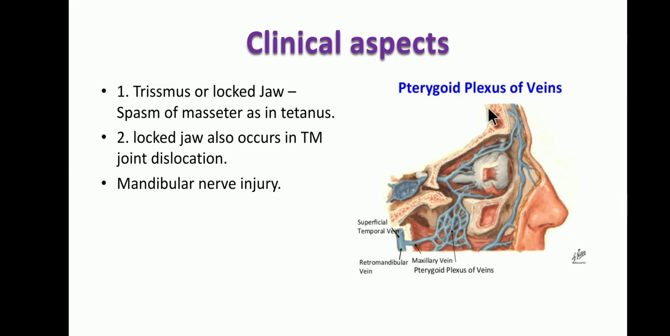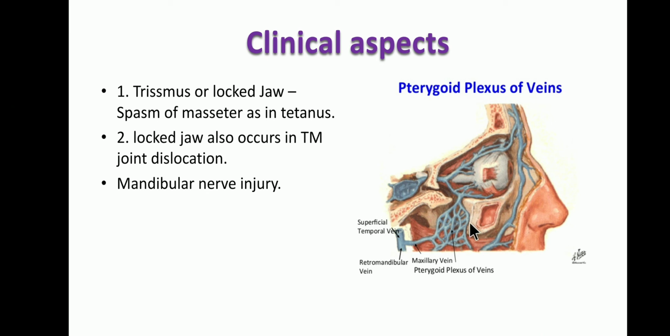Then finally, the pterygoid plexus of veins. We are discussing this here because of the lateral pterygoid muscle. This plexus of veins surrounds the lateral pterygoid muscle. And this plexus mainly communicates with the cavernous sinus through the inferior ophthalmic vein and through emissary veins passing through the foramen ovale or Vesalius, and also through infraorbital veins. It communicates with the cavernous sinus.